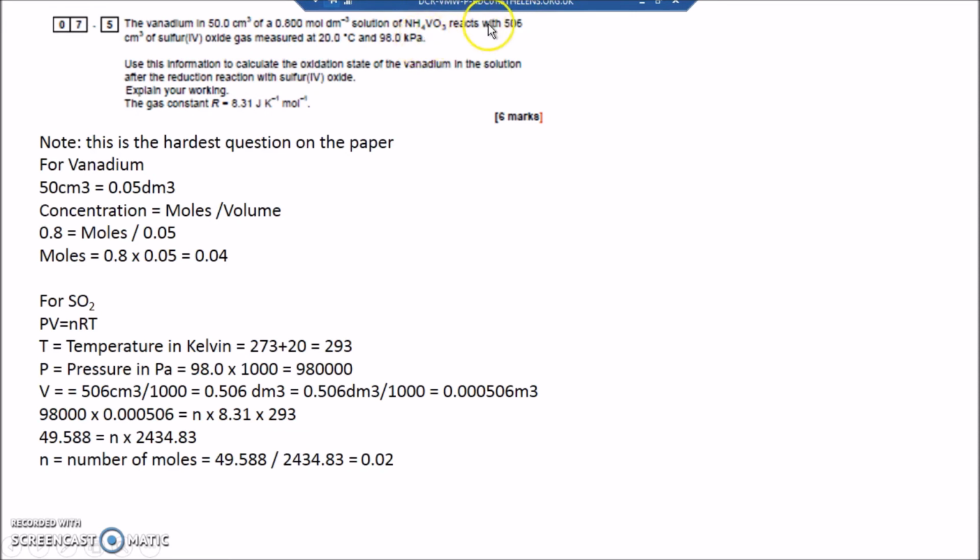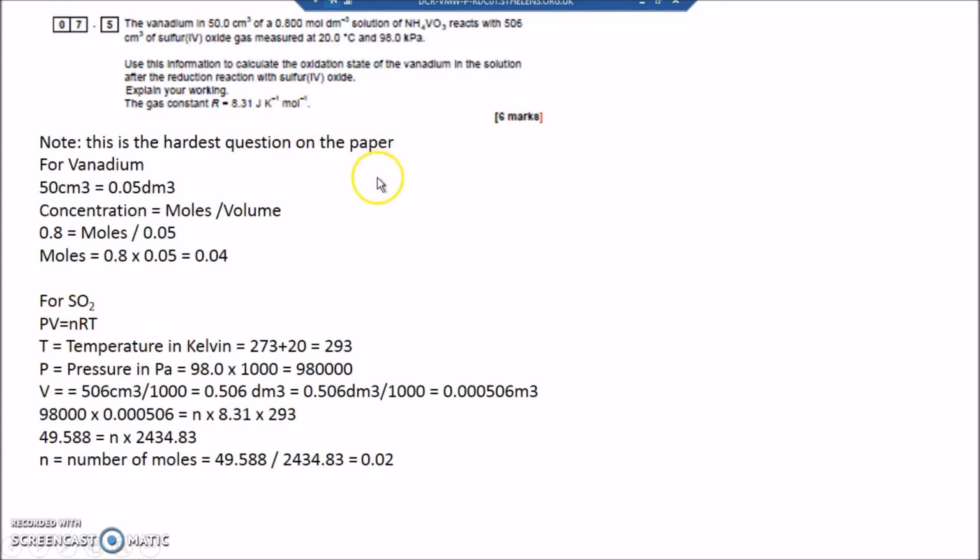We've obviously got PV equals nRT because I've got a volume, a temperature, a pressure, and a gas constant R. So it's relying on me knowing the second equation. What's also tricky is that these aren't in the right units either. 506 centimeters cubed, for PV equals nRT, the volume's got to be in meters cubed.